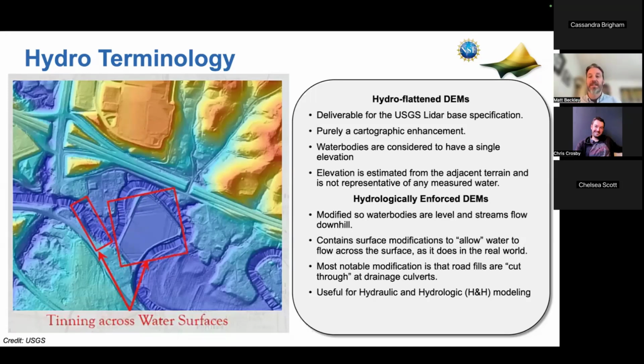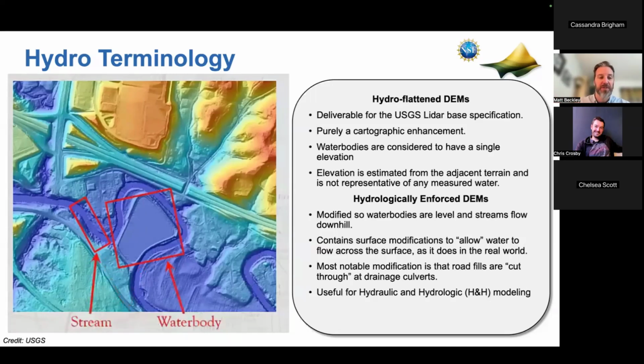What a hydro-flattened DEM does is it goes along, in this case along the river, and finds the adjacent valid elevation values and then applies them as a blanket application to that water surface. If I click to the next slide, you can see that all along the river and along the holding pond, those adjacent valid values were applied as a single value. So you get a flat elevation surface over the water. I should stress that this is applying a single value, so it's not an actually measured value. It's purely a cartographic enhancement. It's not showing any measurements over the water.